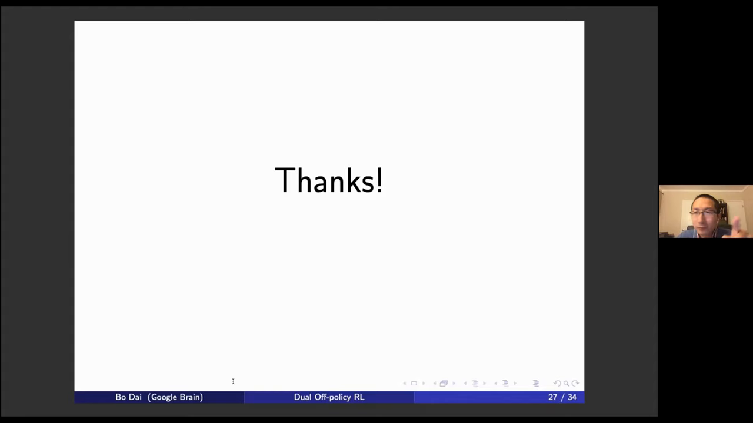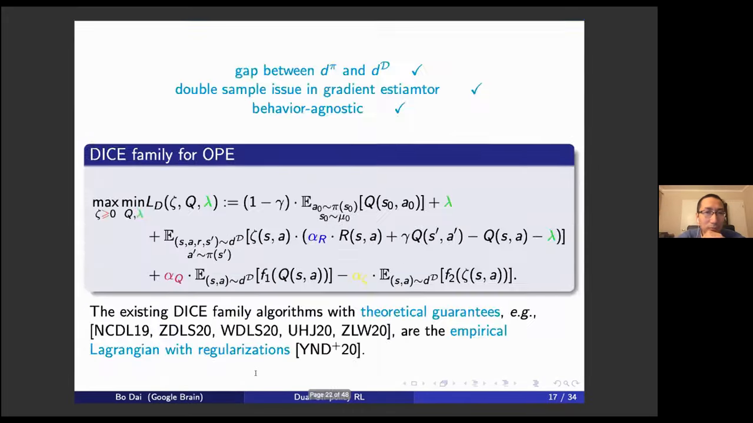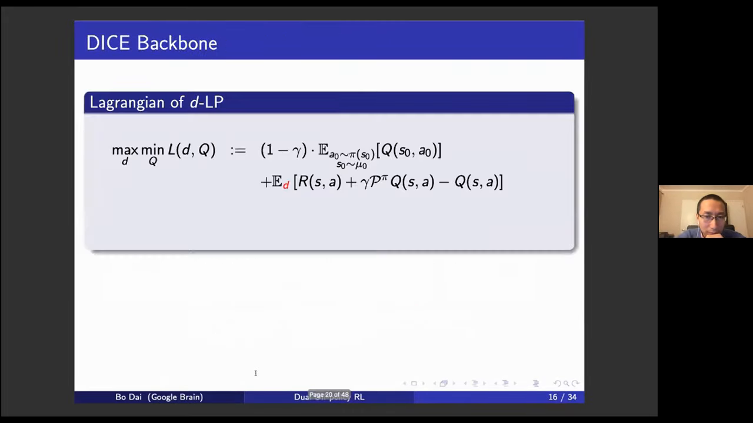Okay, so first, let me ask one question. Can I go back to the derivation of the Lagrangian? The first Lagrangian form you derived. I wonder, how did you come up with this Lagrangian of the linear programming in the previous slides? I didn't quite follow.